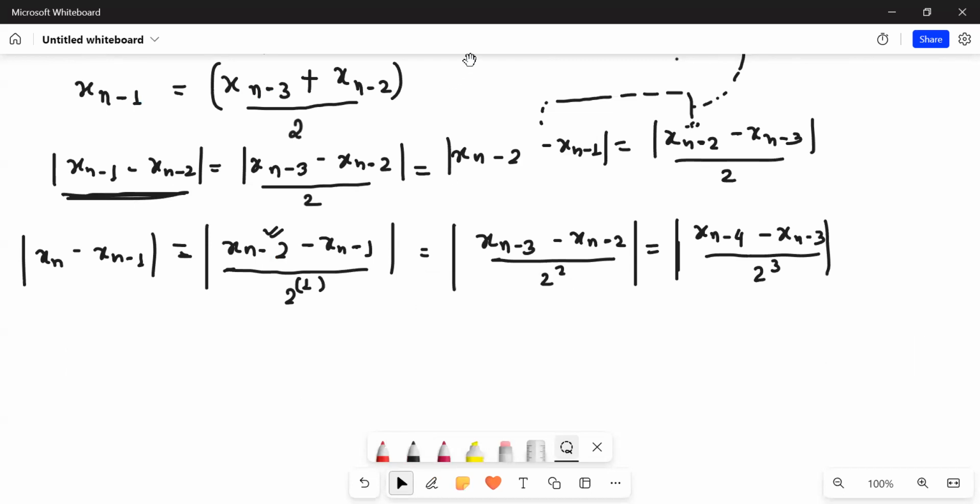Is that clear? Should I write it? Good. So what will I do? If I go on a decreasing trail, then what should I get? I will get at the last x2 minus x1. Now just think, what will be the power of 2? What would be the power of 2?